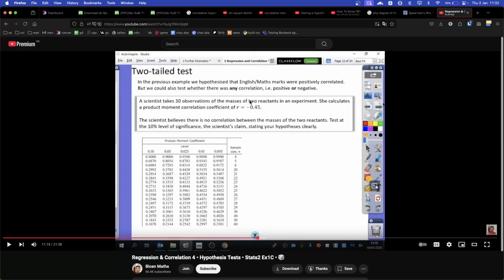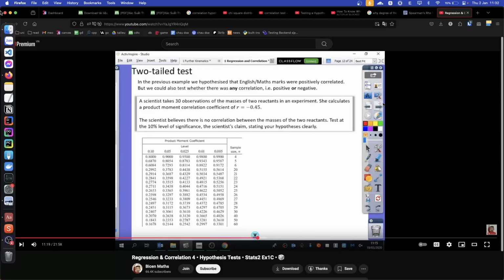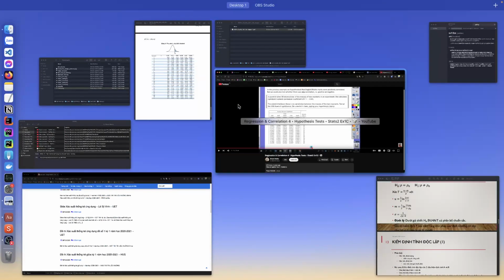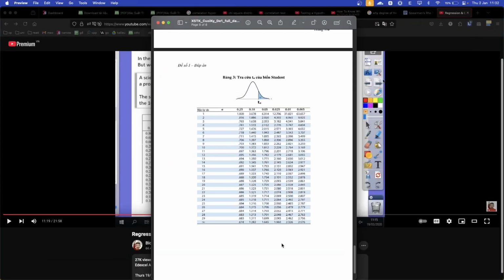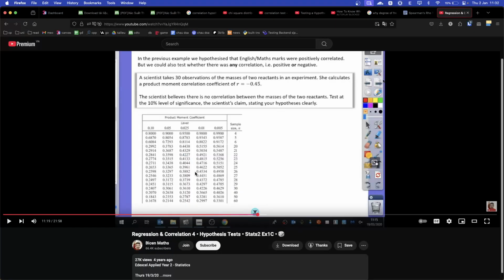30 observations of the masses for two reactants in an experiment. He calculates the product moment correlation coefficient of rho equals negative 0.45. The scientist claims there's no correlation. But the sample size is huge. At the 10% significance level, it's no larger than 30, so then we can safely assume that.